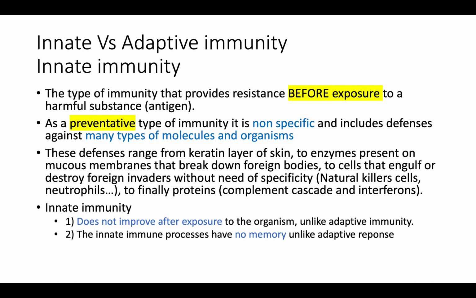So the type of immunity that provides resistance before exposure to a harmful substance. Now we understand more that before exposure it's only an innate type of immunity. So as a preventative type of immunity it is not specific. Is there a specific antibody? Is there a specific T cell receptor? There's nothing like that. So these are defenses against many types of molecules.